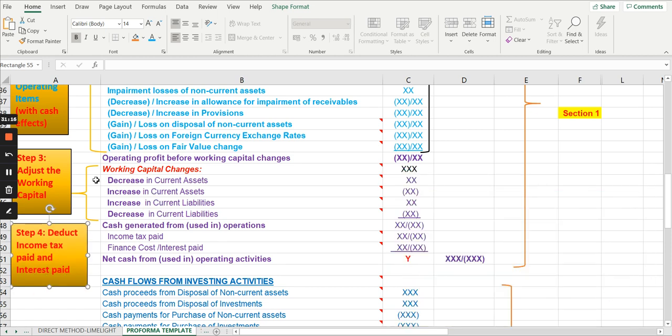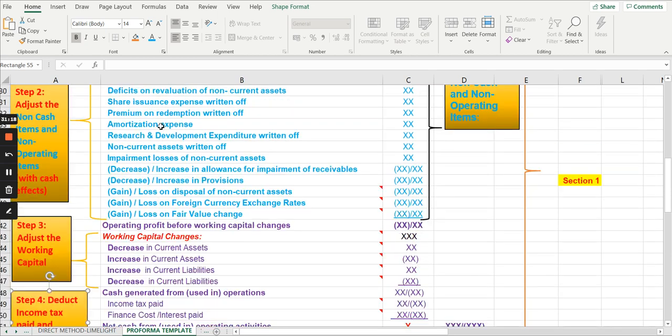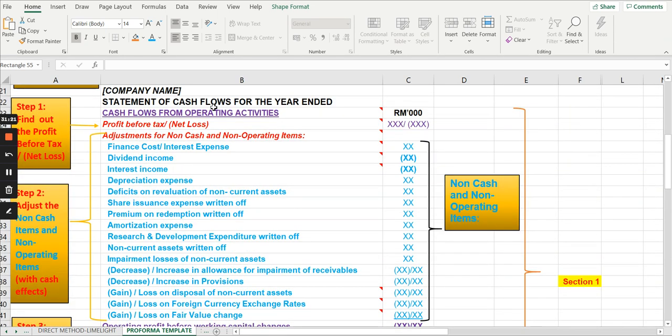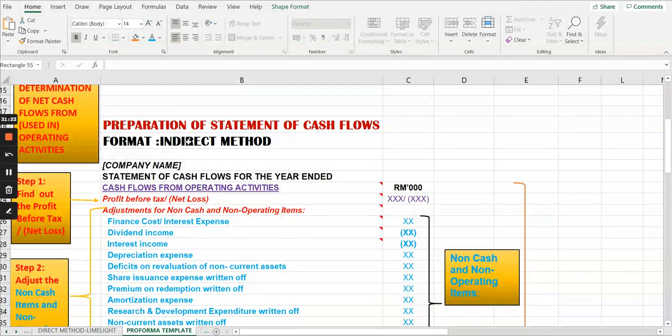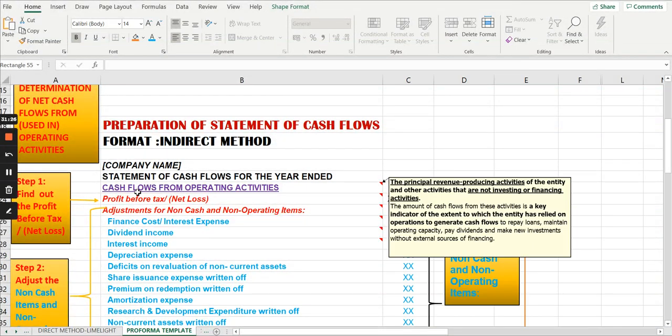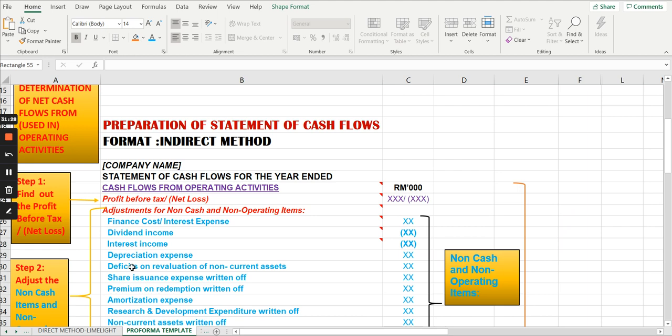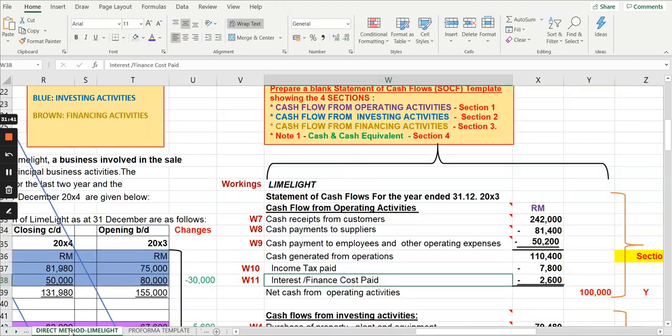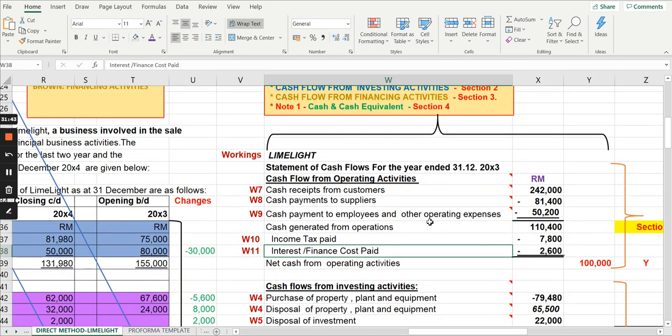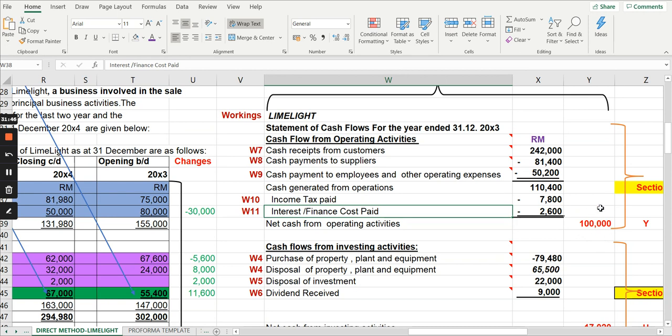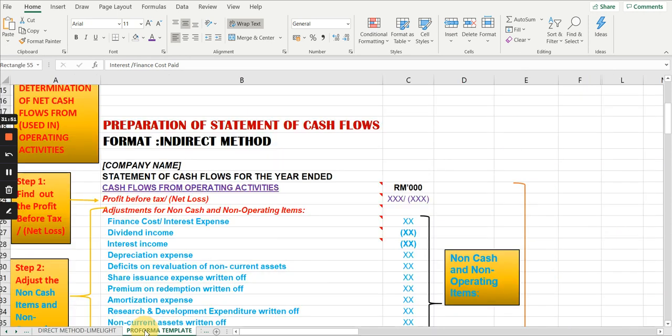I will continue with another video showing how to prepare the statement of cash flow using the indirect method, with the focus on cash flows from operating activities, using the same example of my company, which I call Limelight. I've done this for my direct method before, so now I'm going to do it for my indirect method. We're going to see whether we can get this 100,000 or not. Of course we will, using our indirect method.